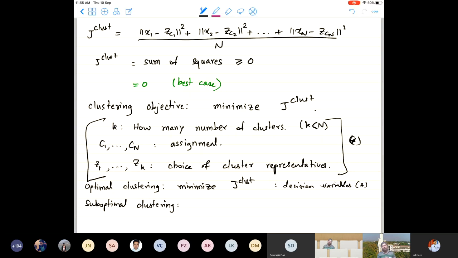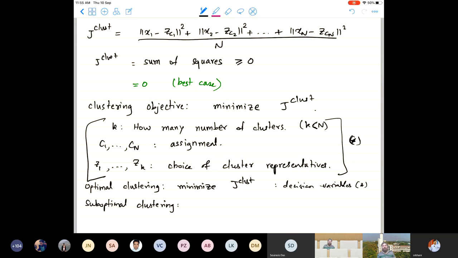You don't really worry about whether you have achieved the exact minimum or not. The mathematical objective is to achieve the exact minimum, but in reality you will not worry about it, as long as you are satisfied with the result after performing all these exercises of choice of K, C1 up to Cn and Z1 up to Zk. Once you do that, then you are happy, you stop there. That is suboptimal clustering.